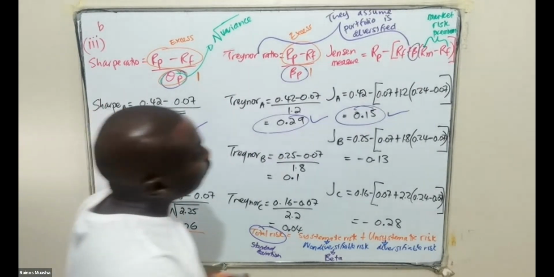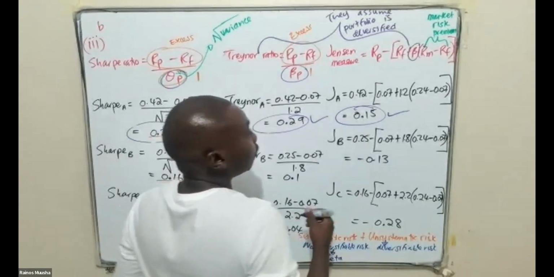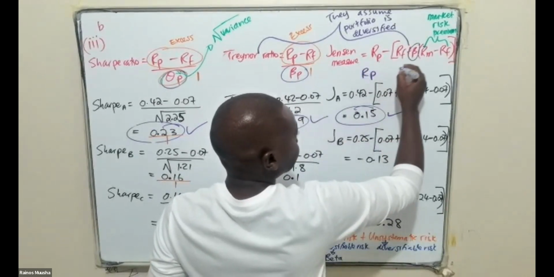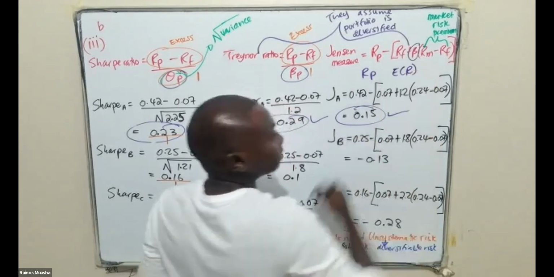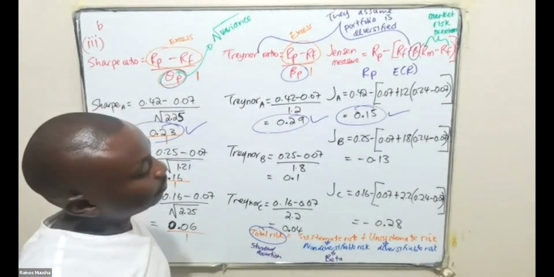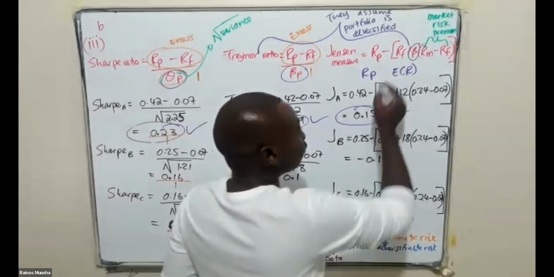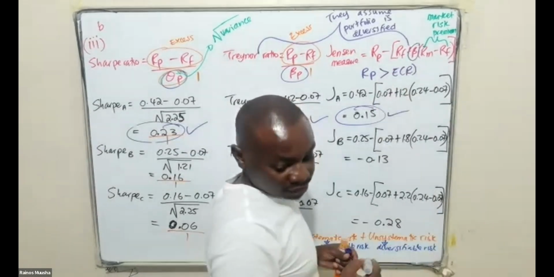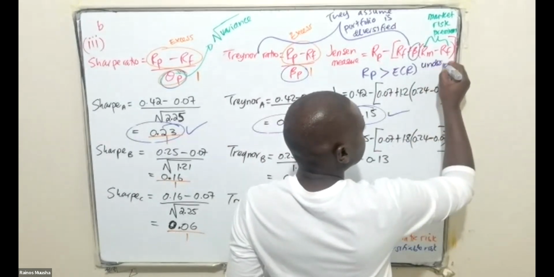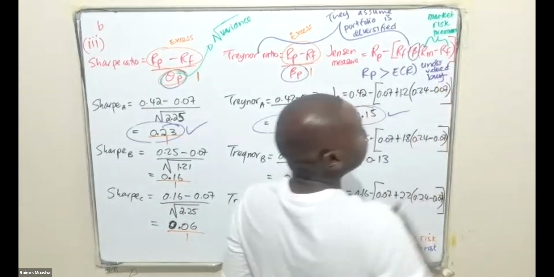Now, when you look at the Jensen measure, you are basically looking at the return of the portfolio against the expected return. So you're comparing the return of the portfolio against the expected return. And remember, we say when the return of the portfolio is greater than the expected return, we say the security is undervalued. And when a security is undervalued, it means you should buy. It's a good investment.